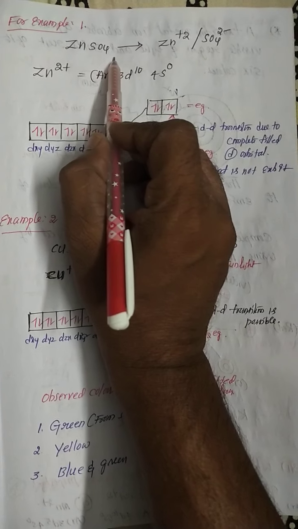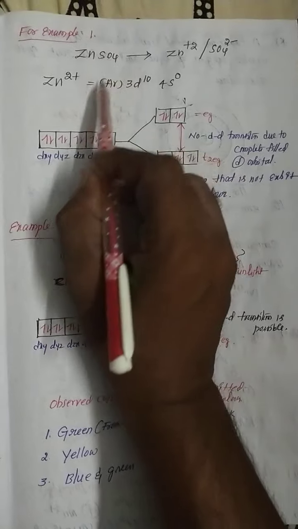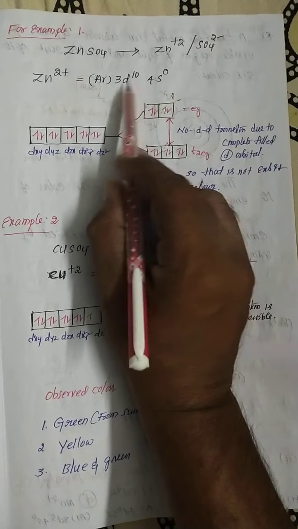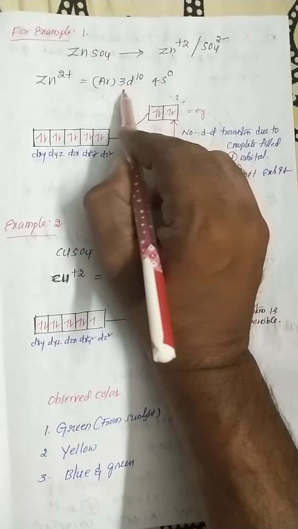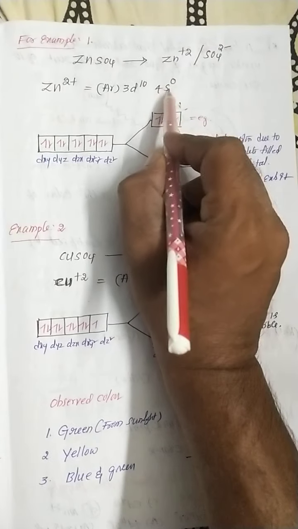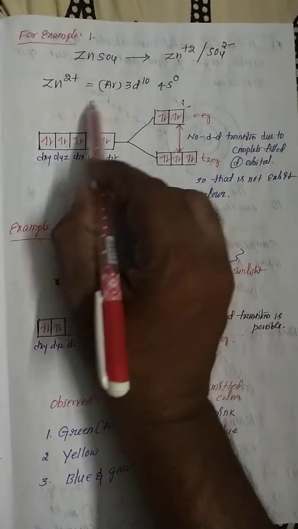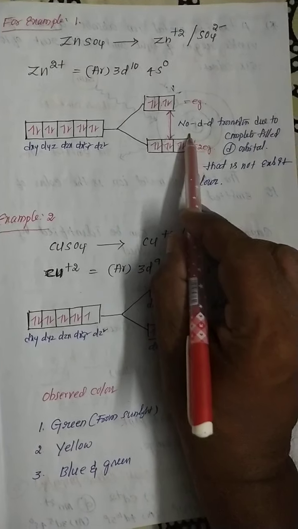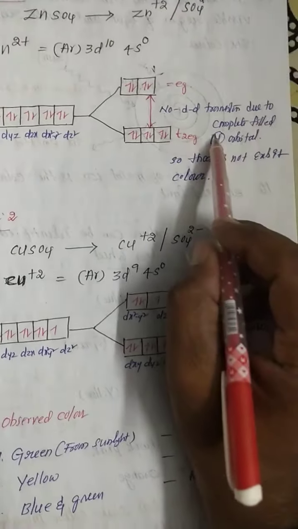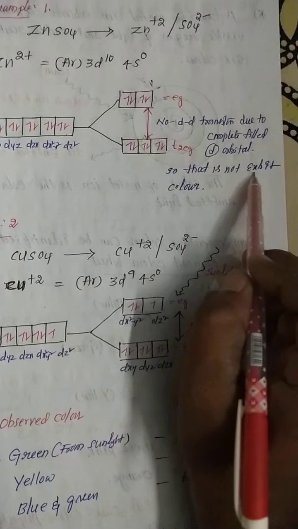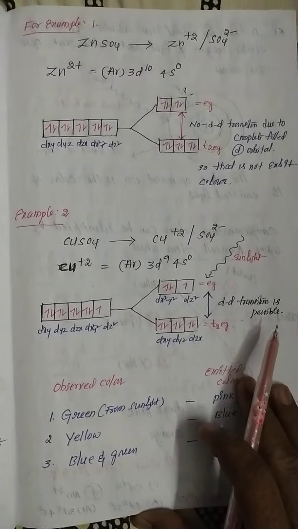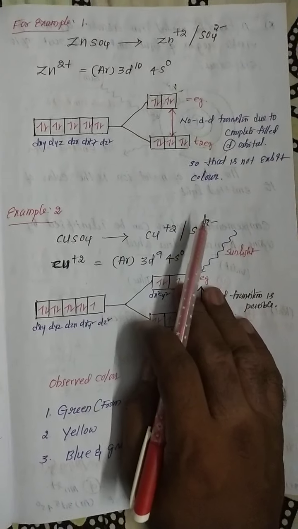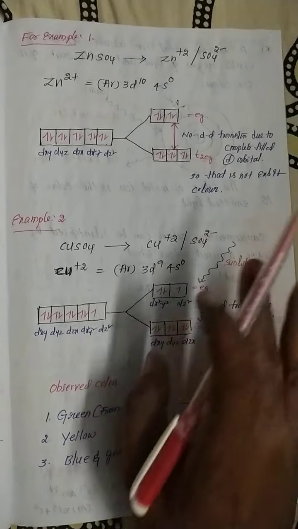Next, after that, some examples. See here, zinc sulfate is a colorless compound, we already discussed this example. Zinc sulfate is 3d10 4s0, because the normal zinc electronic configuration is argon 4s2 3d10. Here zinc 2 plus means 2 electrons are lost from the 4s orbital. So now the entire d orbital is completely filled with electrons, so there is no d-d transition due to the completely filled d orbital, so it does not exhibit any color. That is the reason zinc sulfate cannot show any color. It means, my dear students, zinc sulfate is white. White is not a color from the chemistry point of view, it's a colorless compound.